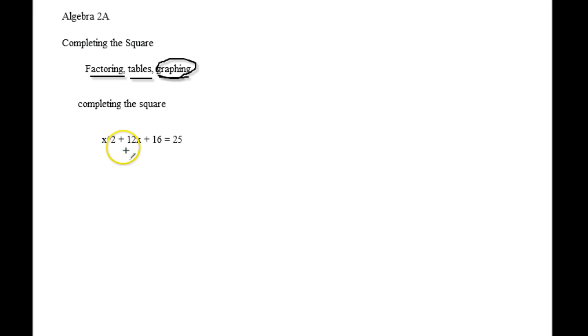First, you're going to focus on the 12. You take half of 12, so 12 divided by 2 is equal to 6, and then you square that. That's going to be 36. And what you do with that number is you add 36 to both sides. So this now turns into x squared plus 12x plus 52 equals 61.